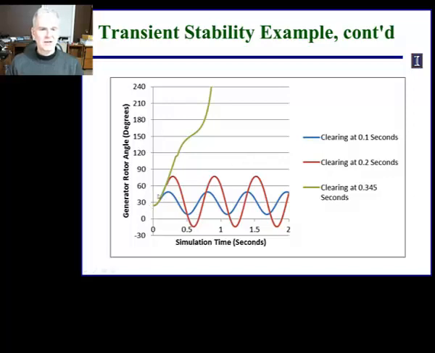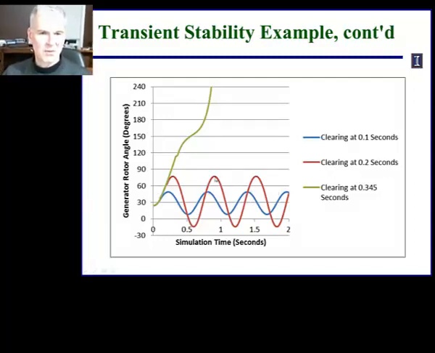Okay, if we simulate this out over 2 seconds, and we clear the fault after 0.1 seconds, we get the blue response here, and this would be a stable condition showing how delta changes with time. If I clear the fault after 0.2 seconds, we get an initial larger rise in delta, but since we're clearing the fault, delta starts to decrease again, and we oscillate. It's a larger oscillation. Recall there's no damping in this system, so these oscillations do not decay with time. But again, we could say we're stable.